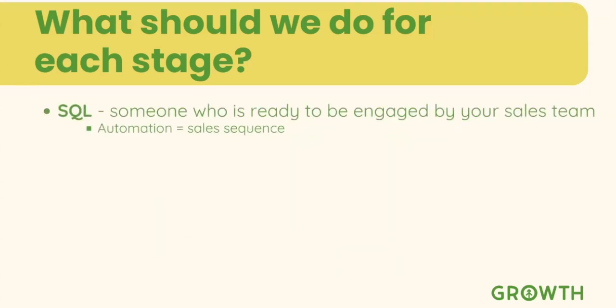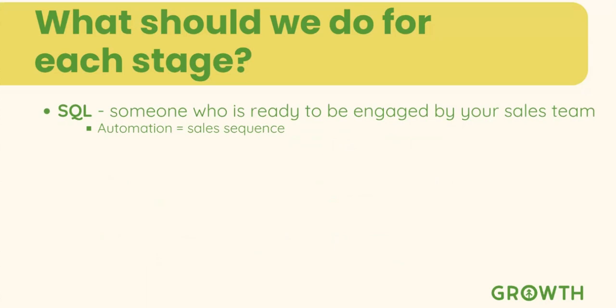So from that, we want to get them to an SQL. We want to get them to a sales qualified lead in HubSpot. This is someone who is ready to be engaged by your sales team. And again, we can start using sales sequences to start to really reach out to those people and engage them in very productive ways. But again, it's a whole other story altogether.